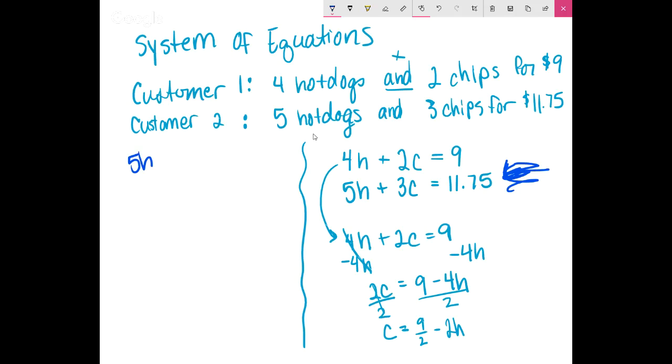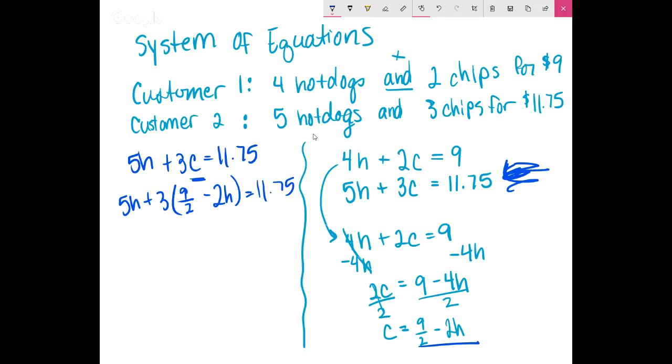So we got 5h, thanks for the hearts that I just saw. 5h plus 3c equals 1175. Awesome sauce. c is right here. We want to plug in for c. Why? Because I'm going to let you see real quick. So 5h plus, we're going to plug in for c. So instead of writing c, we're going to write what c is equal to. 3 times 9 divided by 2 minus 2h equals 1175.